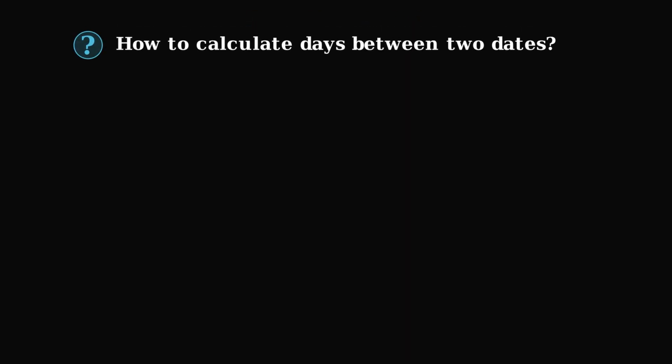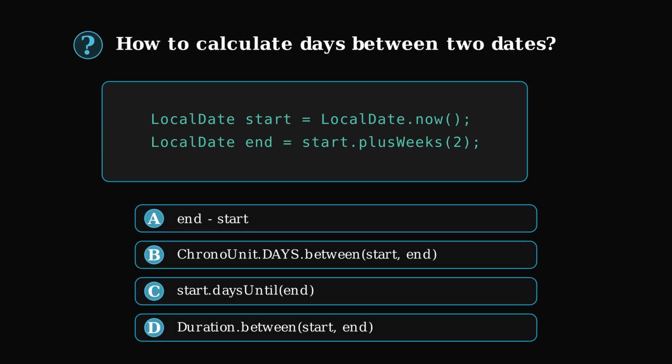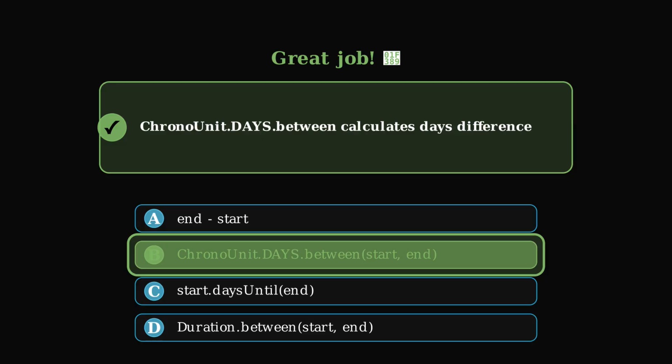How to calculate days between two dates? Which one is correct? The correct answer is ChronoUnit.DAYS.between calculates days difference.